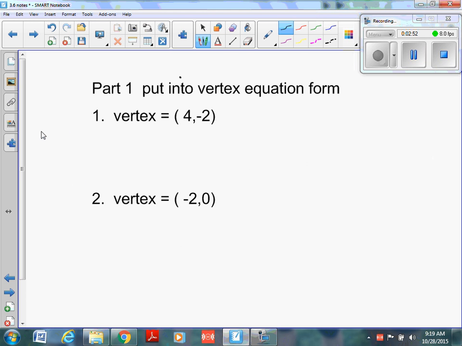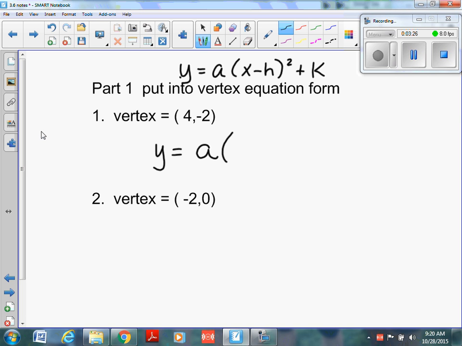So, they give you the vertex, put it into vertex equation form. So I'm just going to write the vertex equation form up here again. Y equals a(x minus h) squared plus k. That's called vertex form. And all we're going to do, it should be pretty easy, we're just going to substitute it in. And I'll tell you something about the a in a second. We're going to leave the a right now because we don't know what to do with the a until the end of this section. So leave the a.